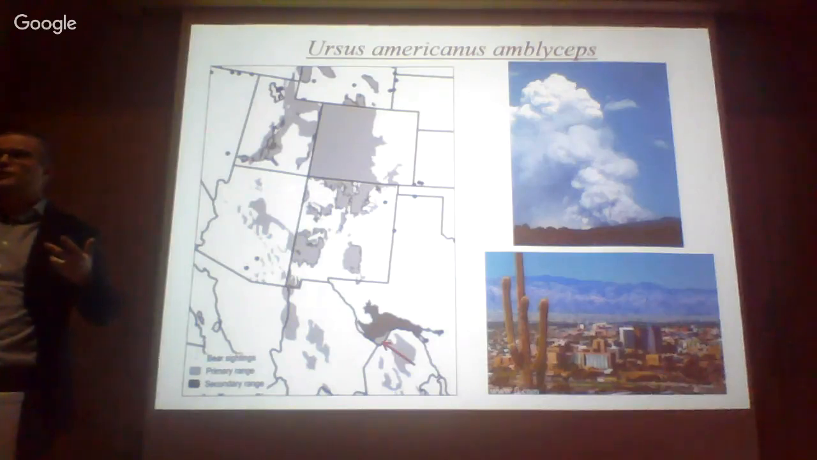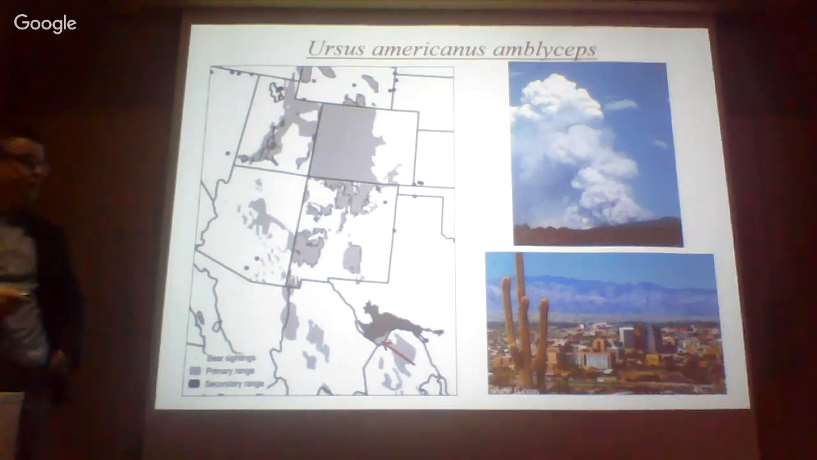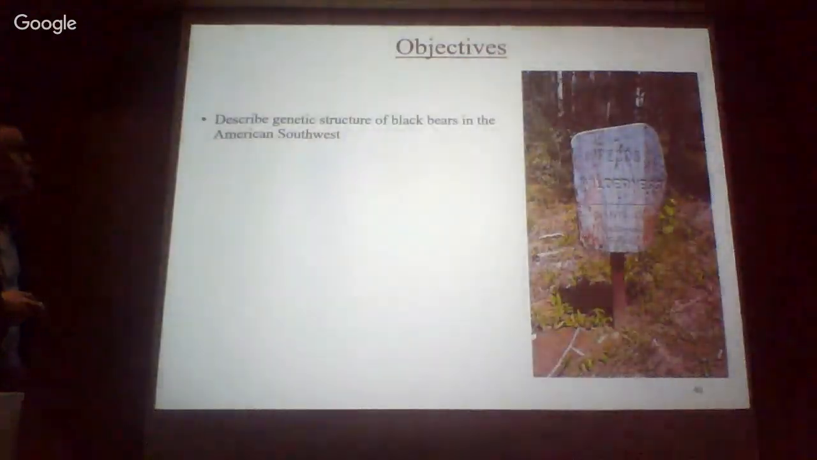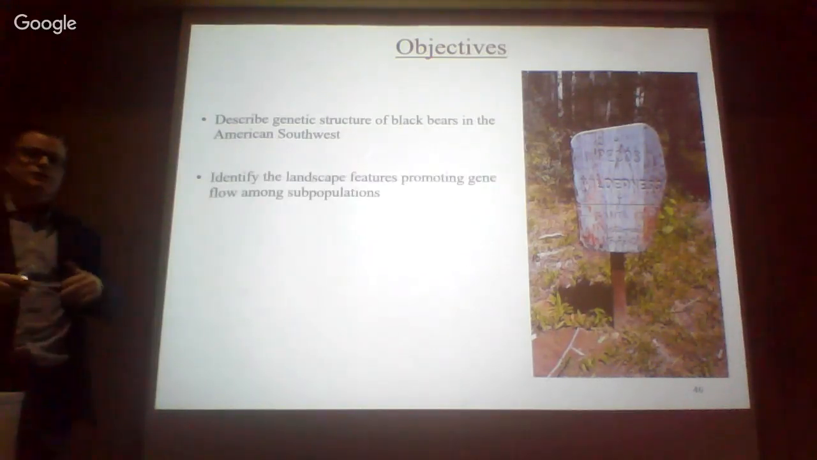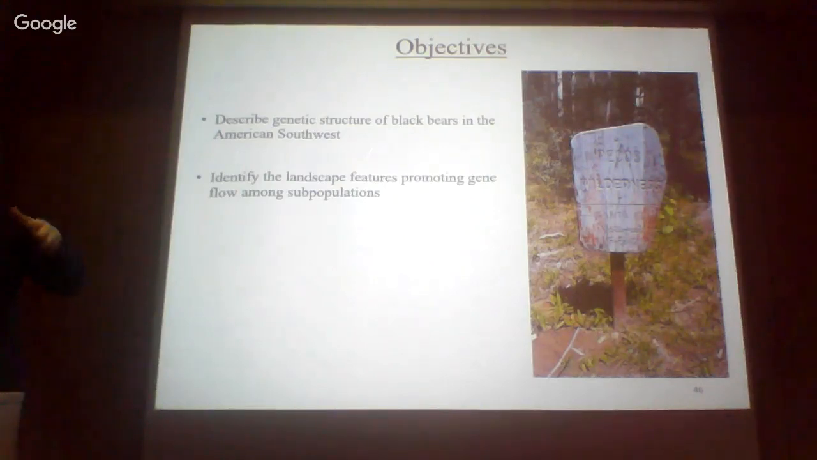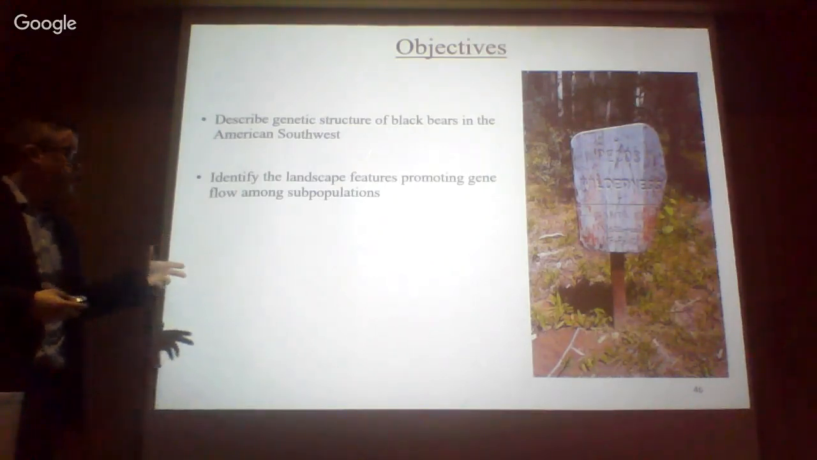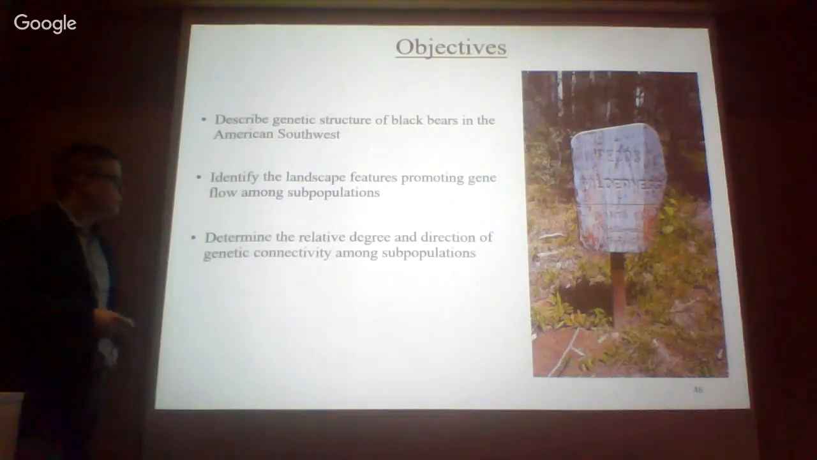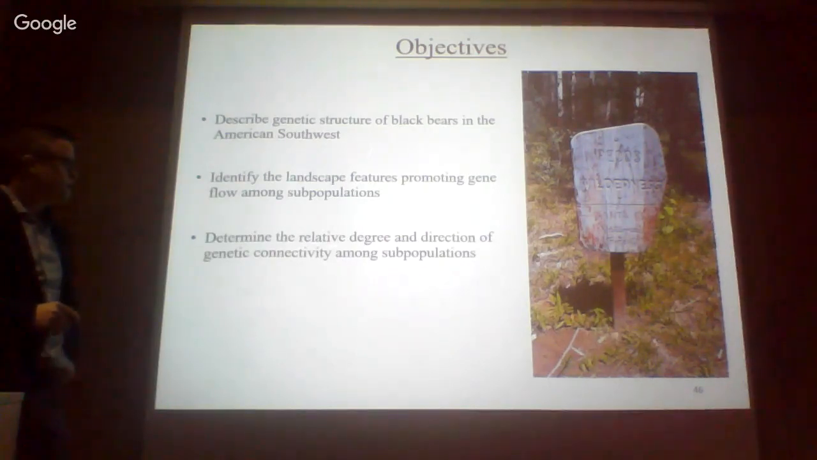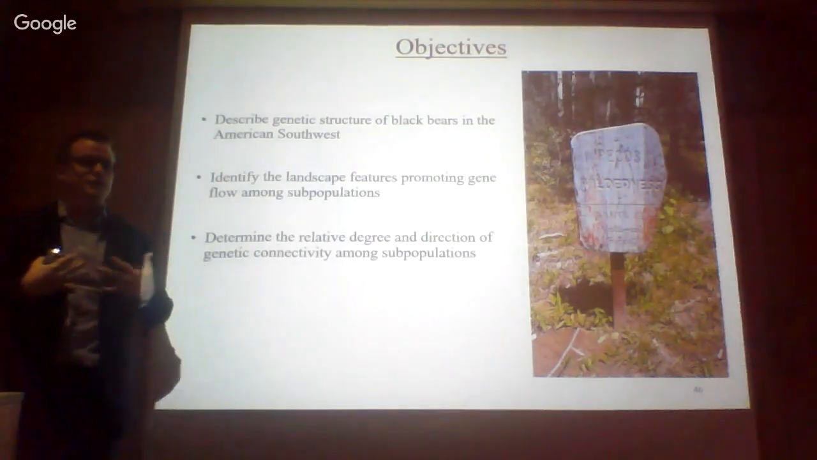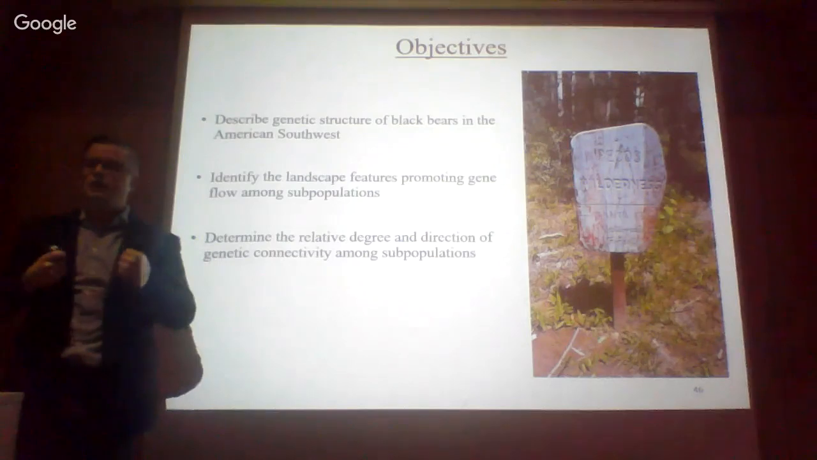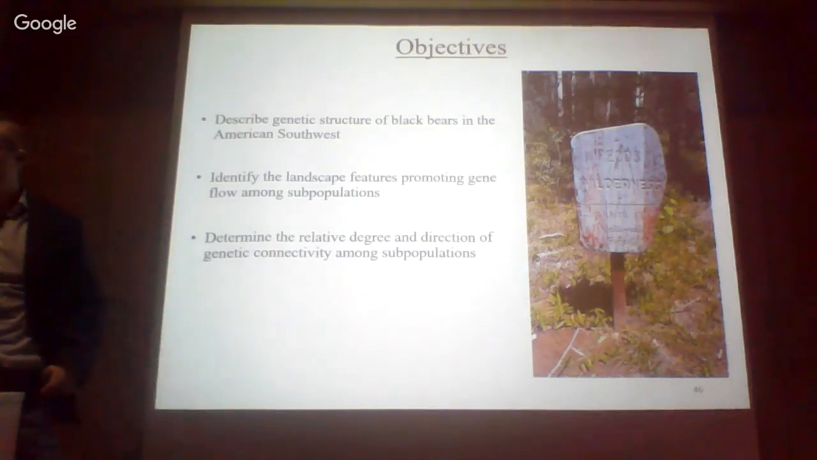Trying to get a clear picture of the genetic diversity as well as relationships across this entire region would be warranted. And so the objectives of this last chapter were to describe the genetic structure of black bears, then to identify the landscape features that are promoting gene flow across the landscape, and then from there determine the relative degree and direction of that genetic connectivity. Are populations exchanging individuals equally, or is one population dominating that migration dynamic?